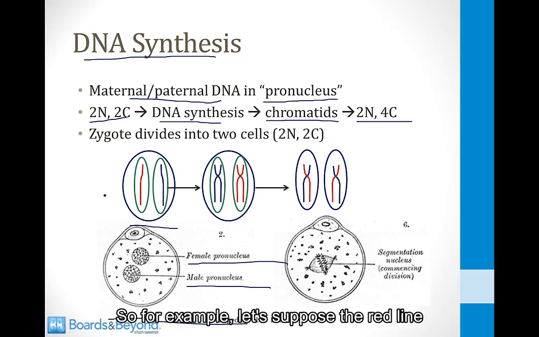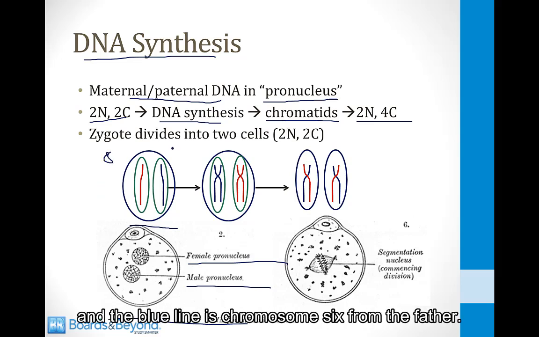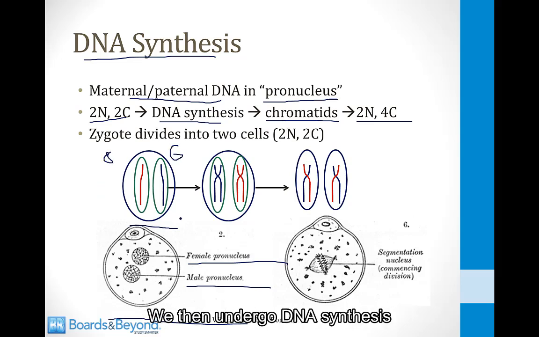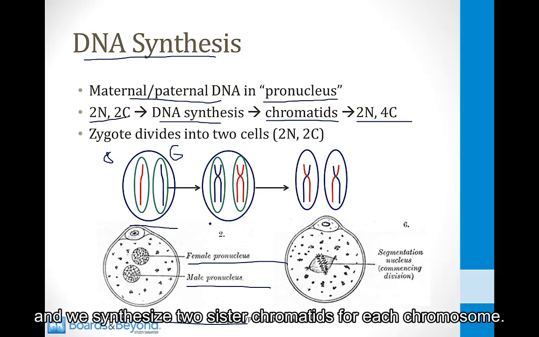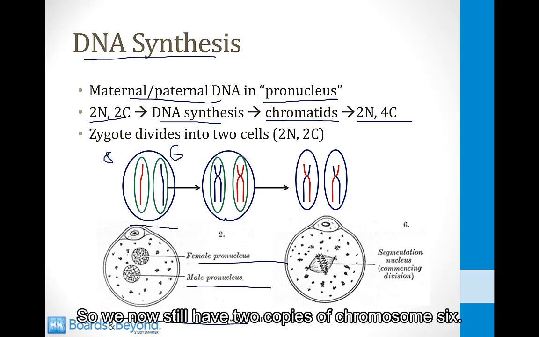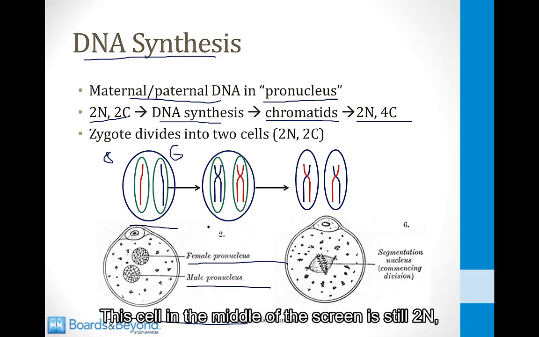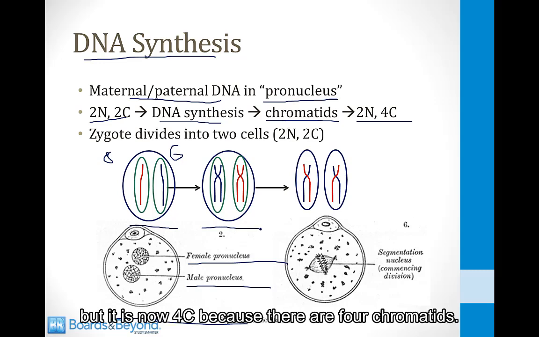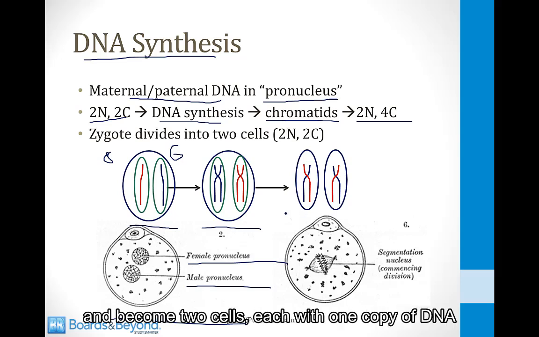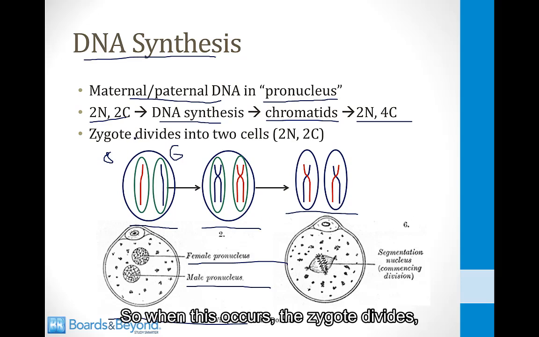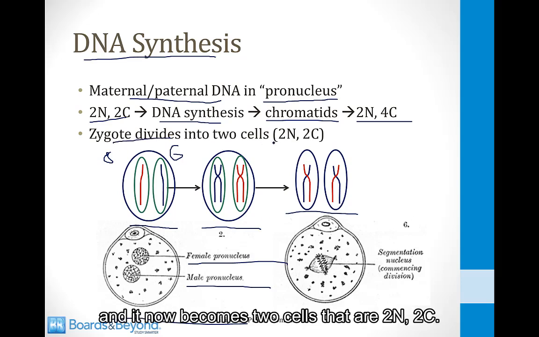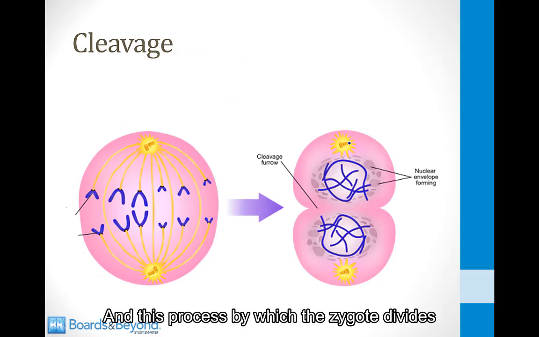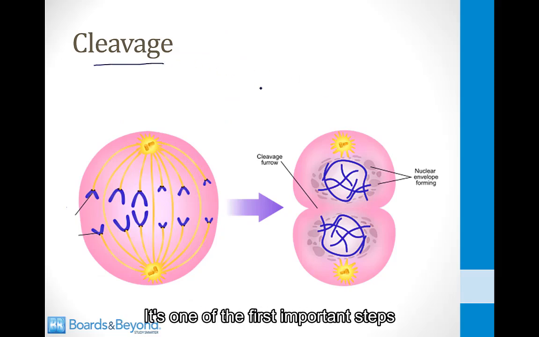So for example, let's suppose the red line is chromosome 6 from the mother and the blue line is chromosome 6 from the father. We then undergo DNA synthesis and we synthesize two sister chromatids for each chromosome. So we now still have two copies of chromosome 6. This cell in the middle of the screen is still 2N, but it is now 4C because there are four chromatids. Then the cell can undergo division and become two cells, each with one copy of DNA from the mother and one from the father. So when this occurs, the zygote divides and it now becomes two cells that are 2N, 2C. And this process by which the zygote divides is called cleavage. It's one of the first important steps in formation of a multicellular embryo.